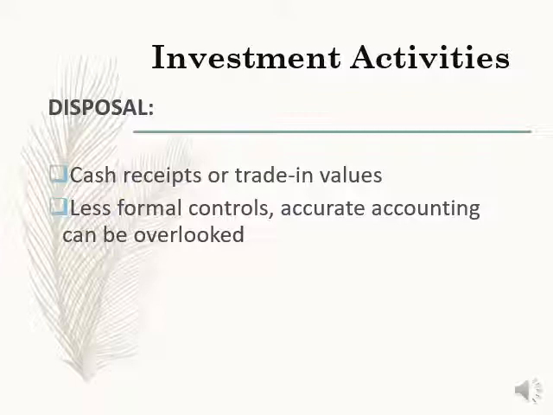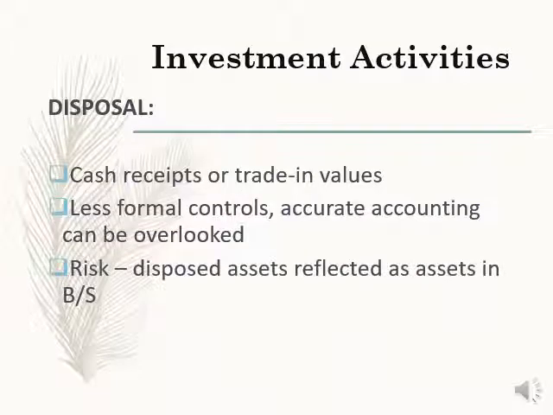receipts would then be governed by the cash and bank cycle, or the trade-in would depend then on the nature of the transaction, what the type of controls would be that could be implemented there. The risk would be that some of the assets that we've already disposed of could still be reflected in the statement of financial position. So that affects your occurrence, your existence, your completeness assertions as well.